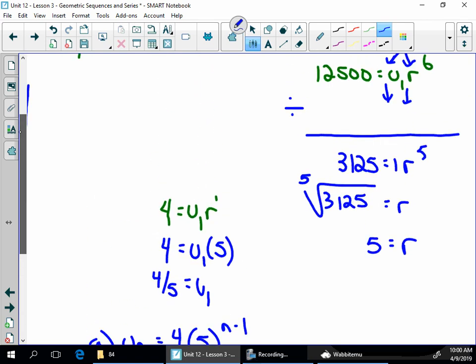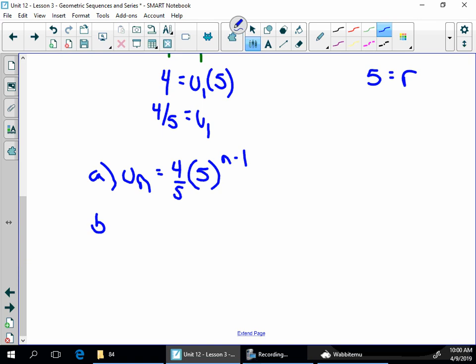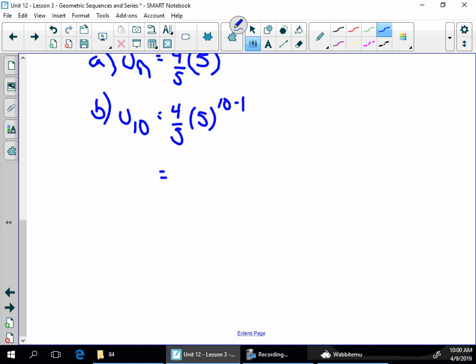Part B asks for term number 10. So let's look at U10. So 4/5 times 5 to the 10 minus 1. Plug it all into our calculator, and I ended up with 1,562,500.